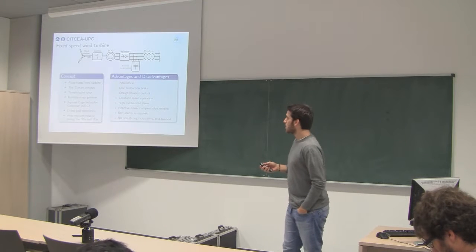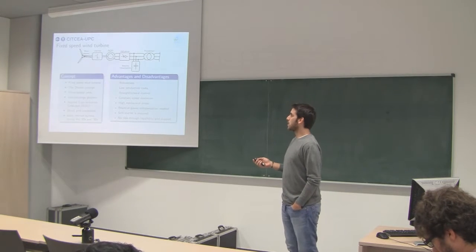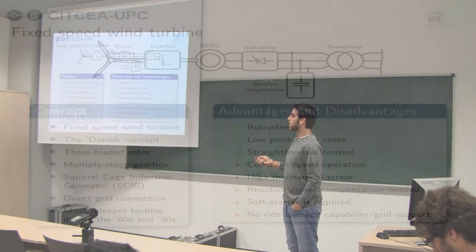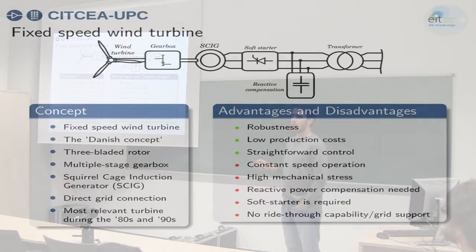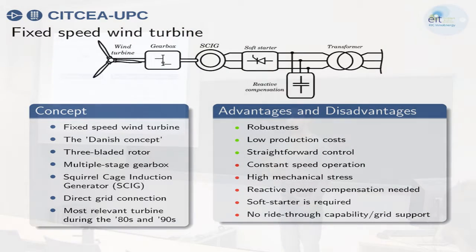So this concept is quite simple. Here you can see that you have the blades, an axis, a shaft, a gearbox, and then a squirrel cage induction generator, a conventional one. It is the cheapest and most simple one that you can find. I have included one advantage, the straightforward control. You cannot even control almost anything here because it's operating at fixed speed, okay?